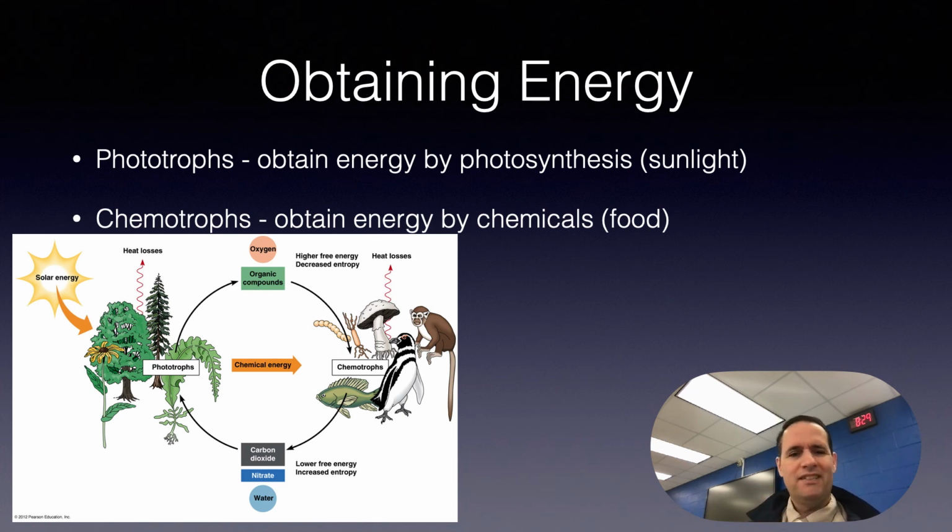Okay, we'll see more pictures and details of this in a bit. Chemotrophs that can use organic compounds as energy sources are called chemoorganotrophs. Those that use inorganic compounds like sulfur or iron compounds as energy sources are called chemolithotrophs. Here in my natural science course, I don't distinguish between those subtypes. I just distinguish between the main types, okay? So chemotrophs obtain energy by chemicals or food.